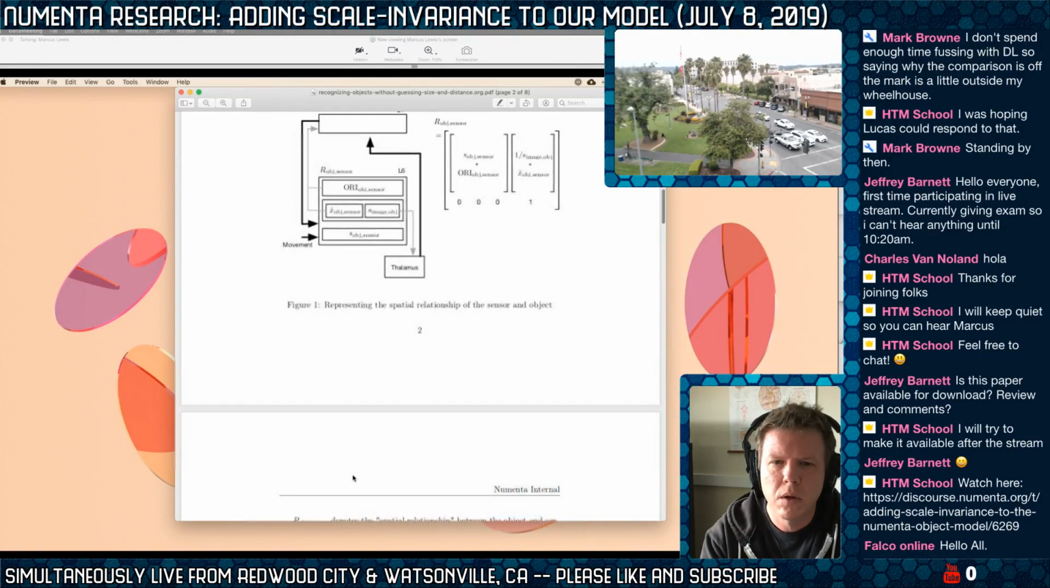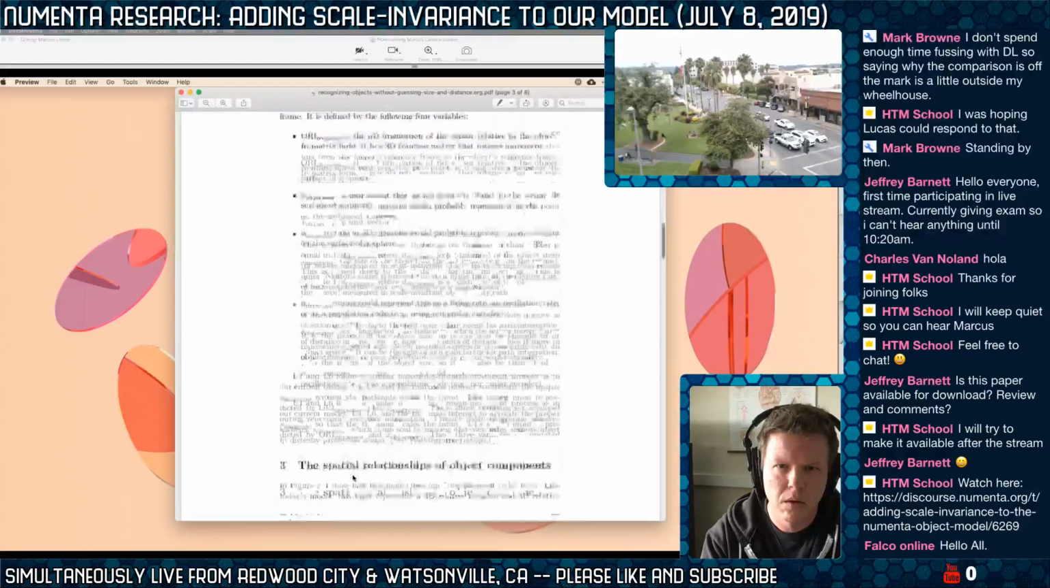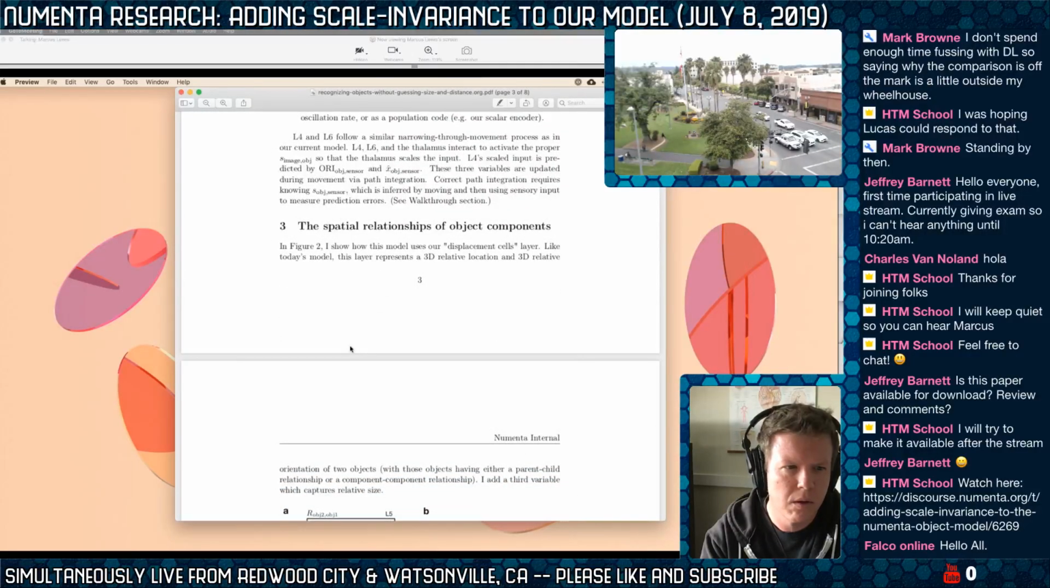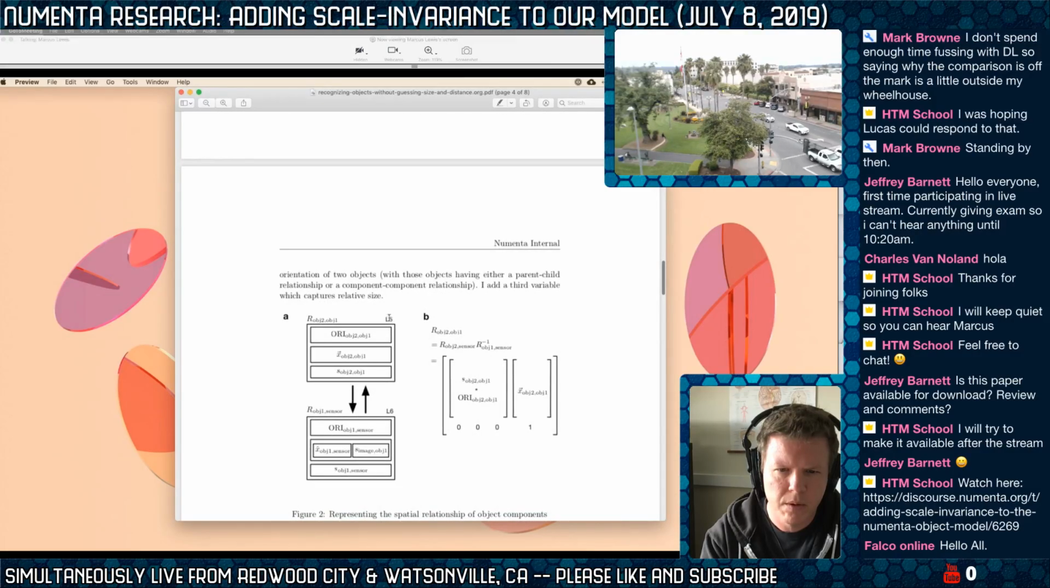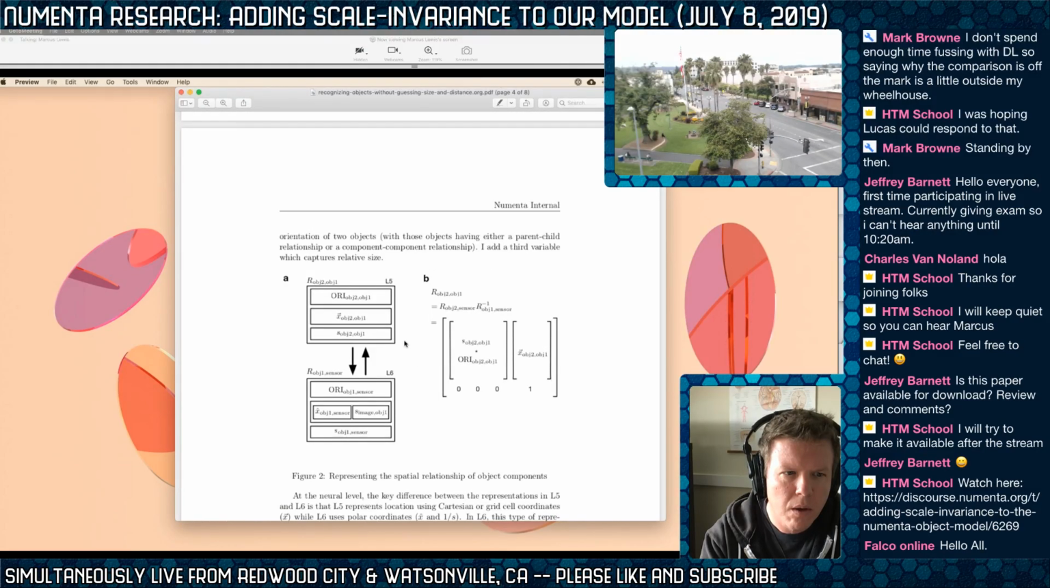Just to breeze through this to show the rest of it. I then have the second section where I talk about layer 5 and layer 6, where layer 5 is defined as our displacement cells layer, which is possibly layer 5. And I talk about what it represents and how it essentially represents the same thing that it represents today, with this extra notion of relative size. I add this extra variable of relative size. And so that's the part.